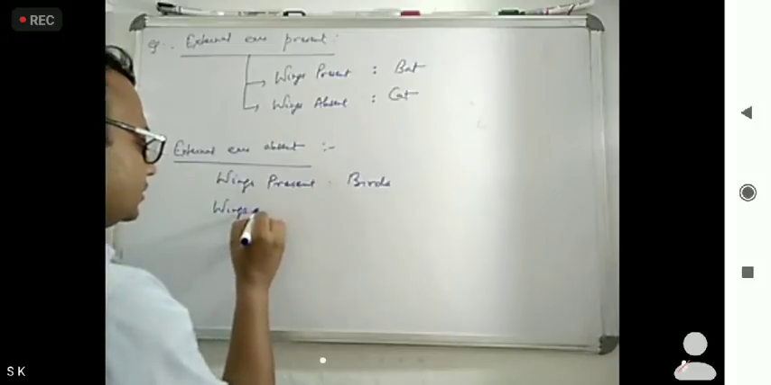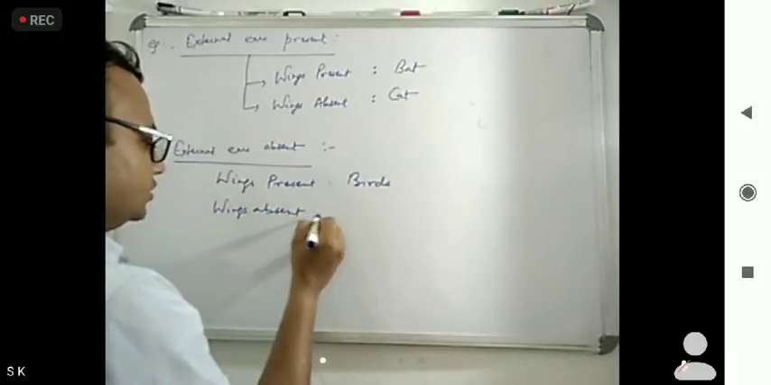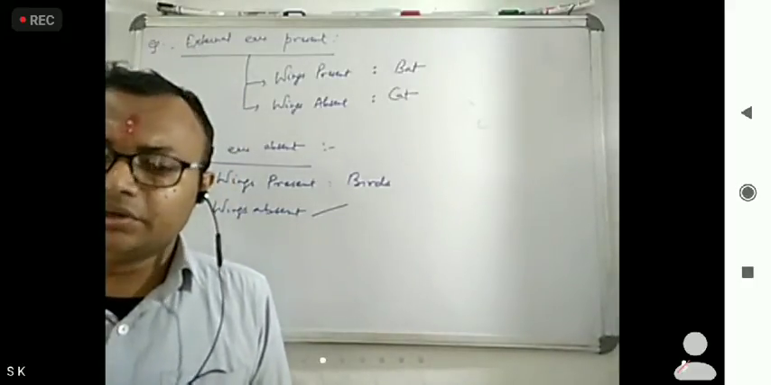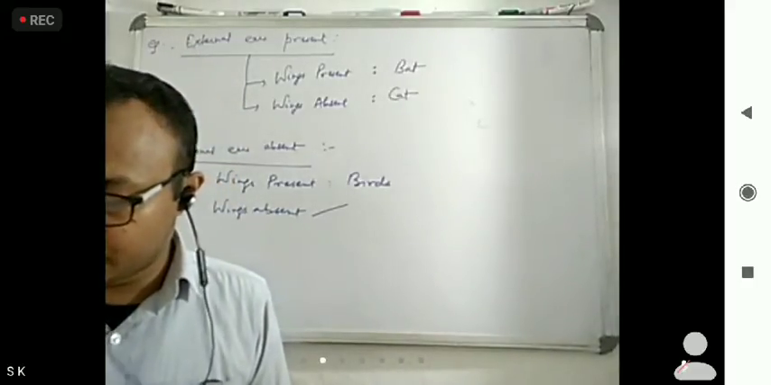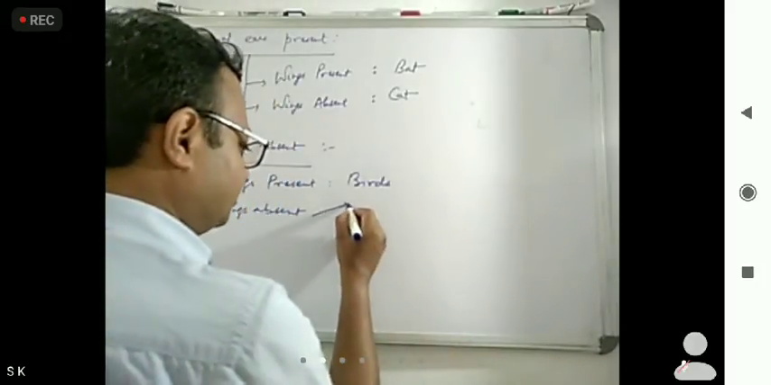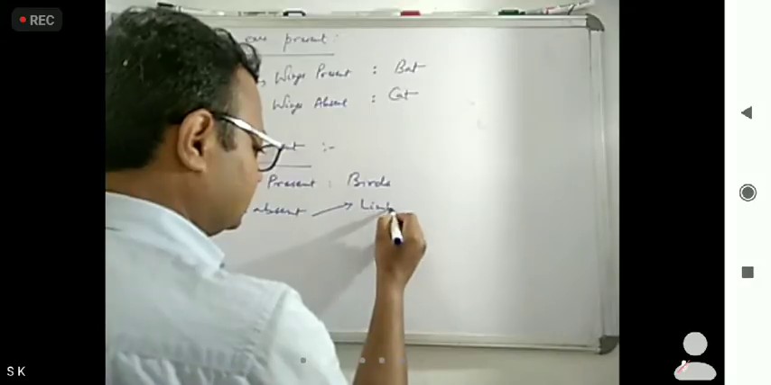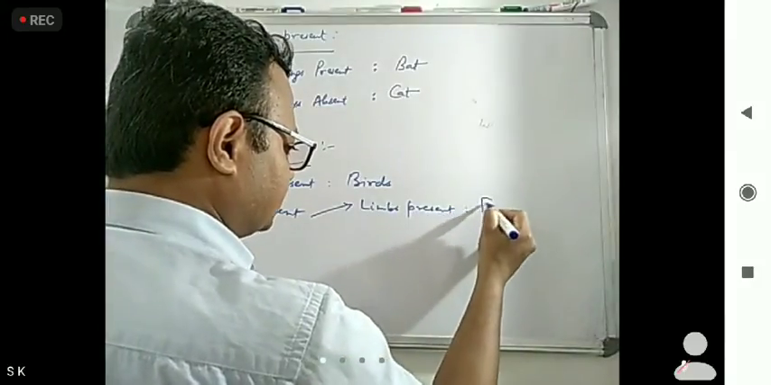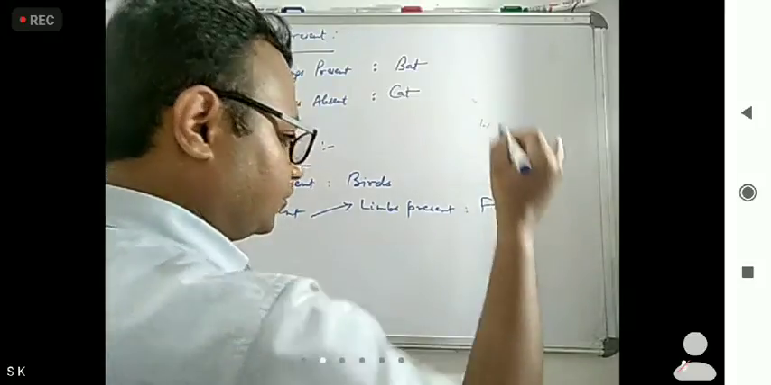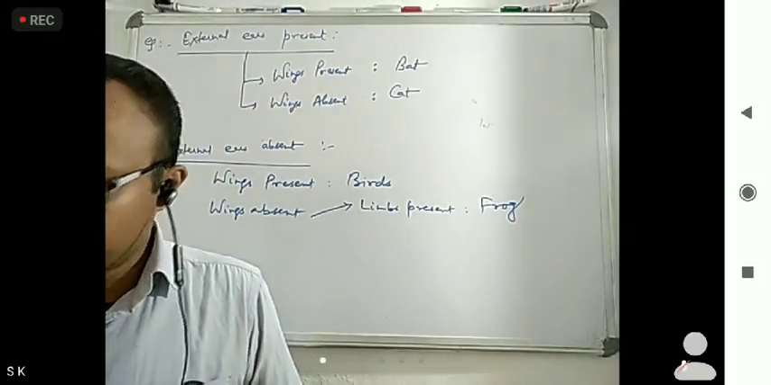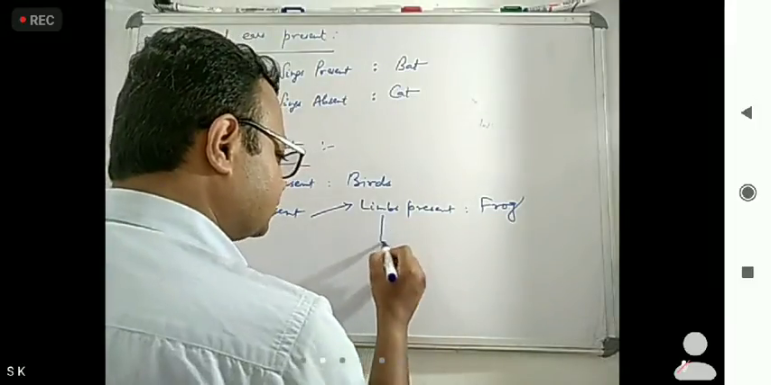Wings absent. So this will provide further information, and what is that information? Limbs present, so wings absent but limbs present. So limbs present, we can say it is what? Frog. Okay. Now if limbs absent, this will provide what?